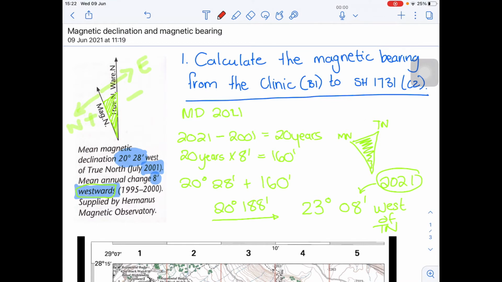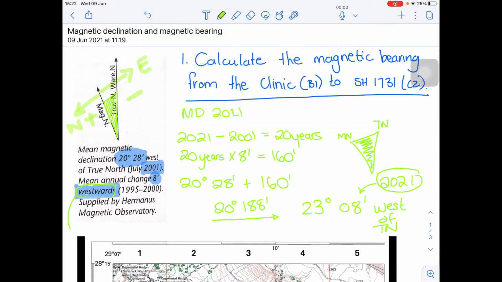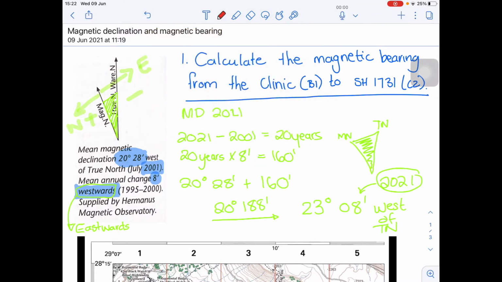Now, if the sum had asked us to work out how much it had changed by if it had started to move eastwards on average, that then means that the pizza slice is no longer getting bigger, but actually on average getting smaller. So the difference between true north and magnetic north is getting smaller. And so you would do the exact same steps, but instead of plussing your change, we need to minus the change. So here we're now saying 20 degrees, 28 minutes minus 160 minutes.